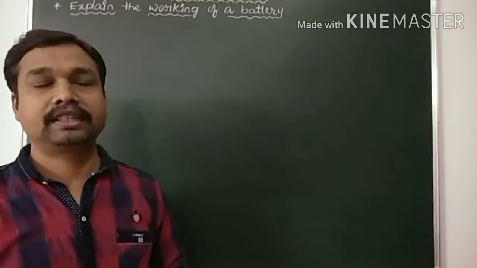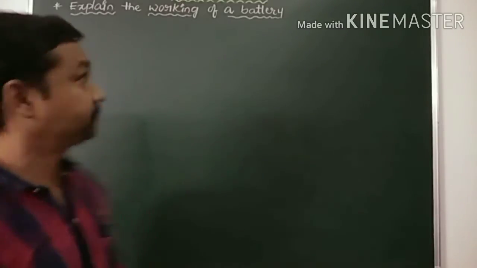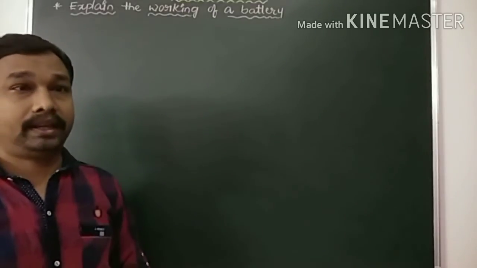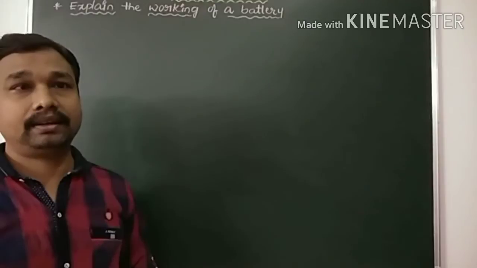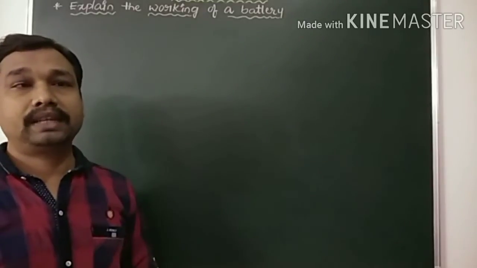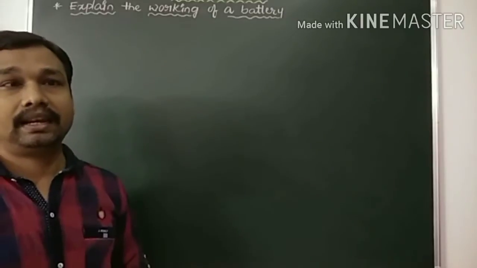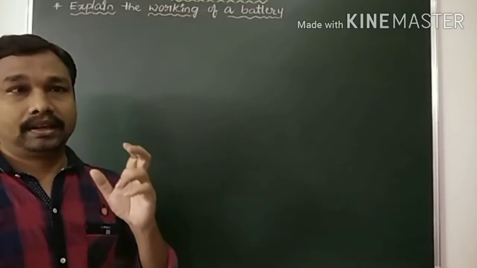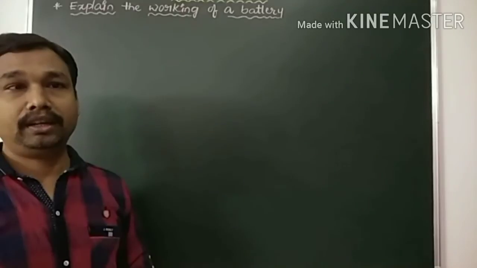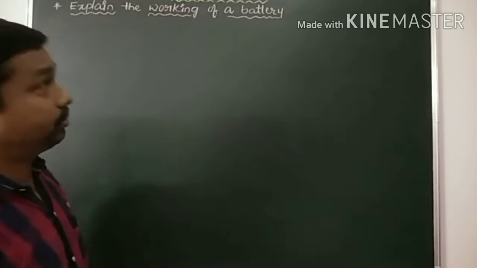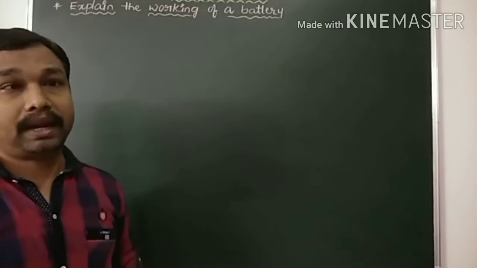Today we are going to discuss one more topic: explain the working of a battery or a cell. A combination of cells is called a battery. What do you mean by a cell? A cell is a device which maintains a potential difference. Here we are going to discuss the working of a battery.